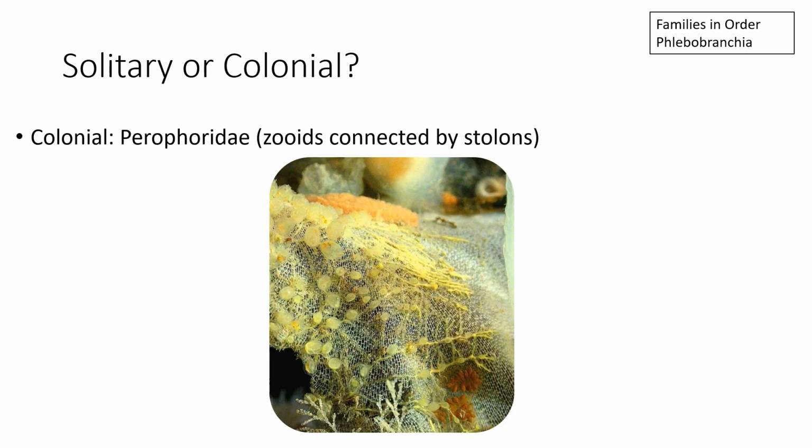The Paraphoridae have zooids connected by stolons. This is a photograph of Paraphora japonica, and the zooids are the circular yellow structures that you see in this photograph. And then they are connected, you may be able to see, by this network of narrow branching stolons, which are the yellow lines that connect the individuals. In Paraphoridae, the zooids are connected by the stolons.